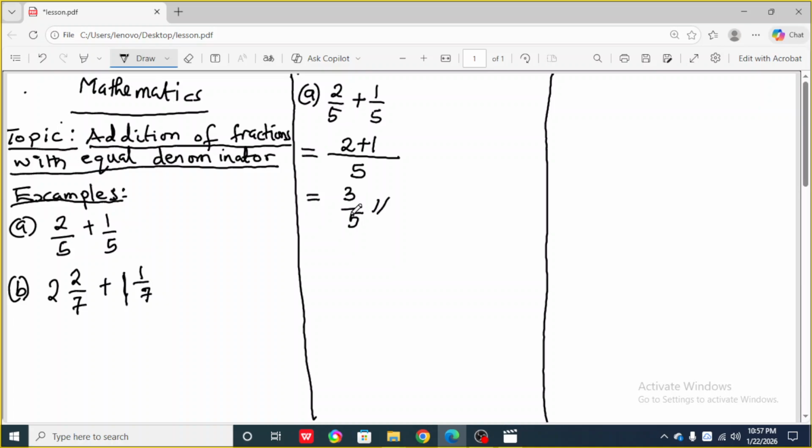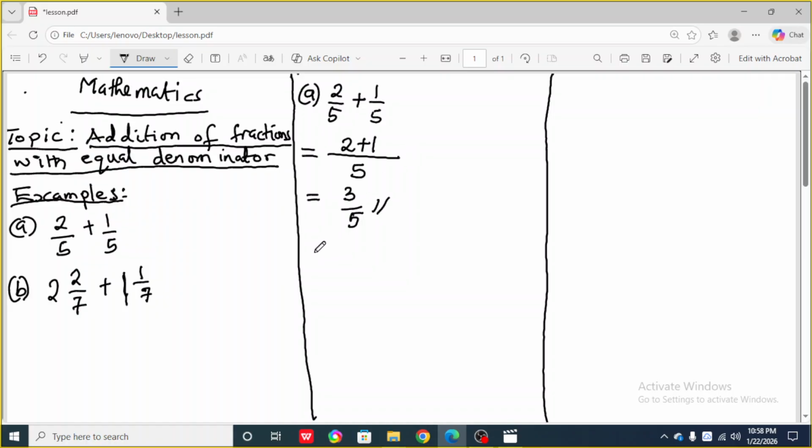If the fraction involve denominator that are the same, this is what you do. This is only applicable to fraction whose denominators are the same. You don't do it to fraction whose denominators are not the same. So we are going to talk about that, and we will solve problem about fraction whose denominator are different. I will show you how we are going to do it in our subsequent lesson. But today we are dealing with addition of fraction with equal denominator.